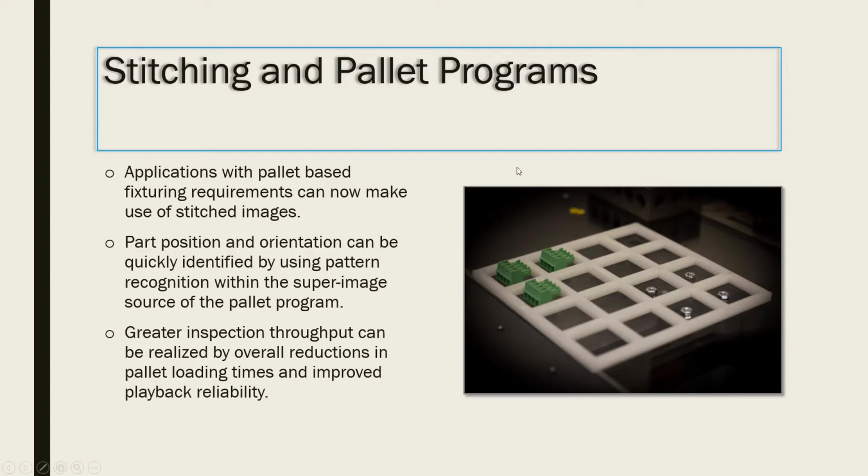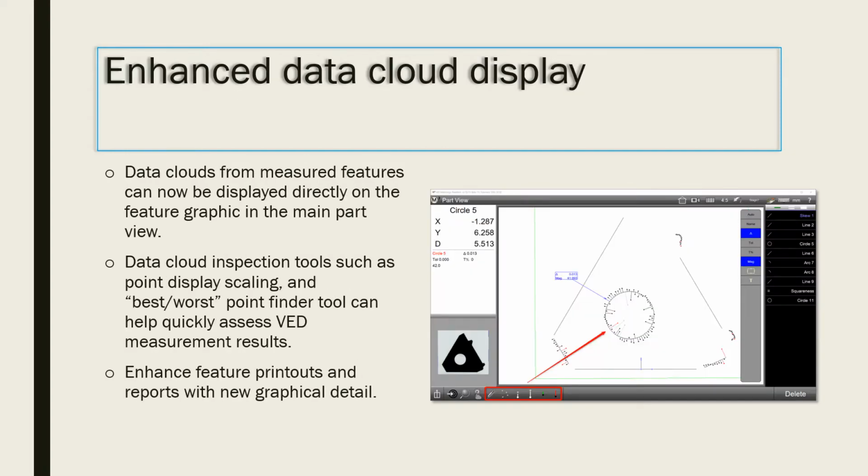This combination of functionality allows applications where random placement of parts within the fixture is important. The pattern recognition function is typically used in conjunction with the superimage to search for the part positioned within the pocket of the pallet. In addition to looking at this new functionality, we will also be reviewing some minor changes to the user interface for the palletized function in general.